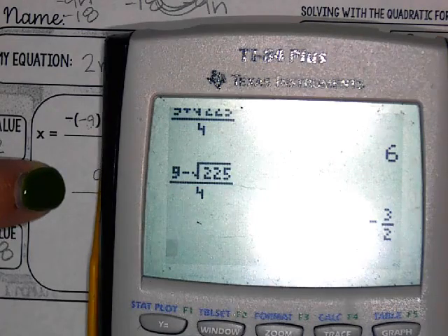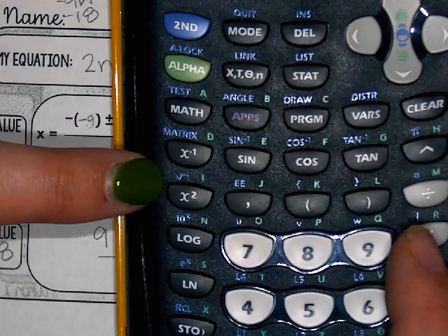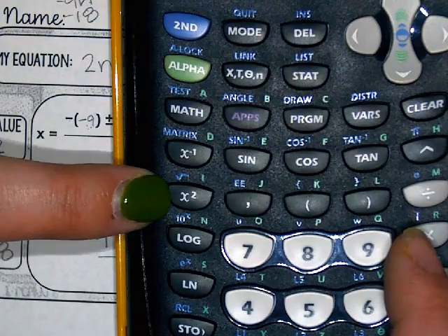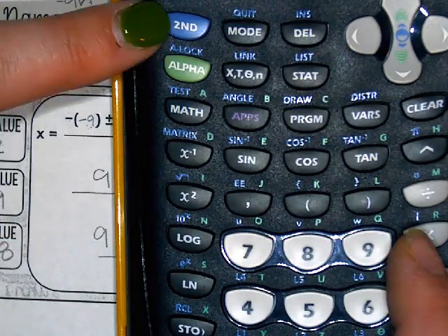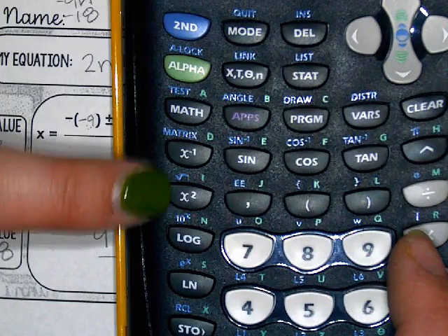The square root is right here. It's the blue above x squared. And so to get the blue, you hit this blue button right here. So second x squared.